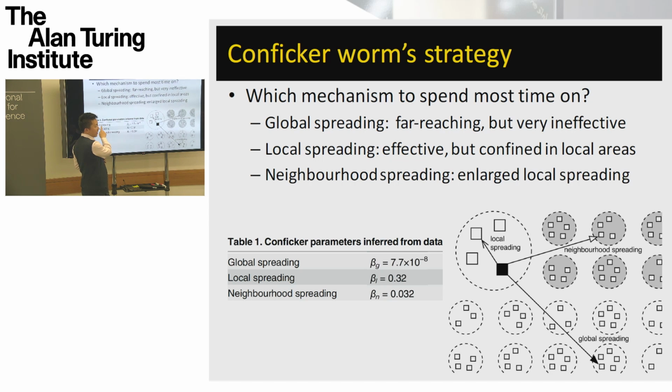But think about the global spreading. It's very, very weak. You will successfully infect 1 random node only if you try more than 10 million times. Try 10 million times, you get 1 infected. So in this case, which one should you spend more time on, local or global?